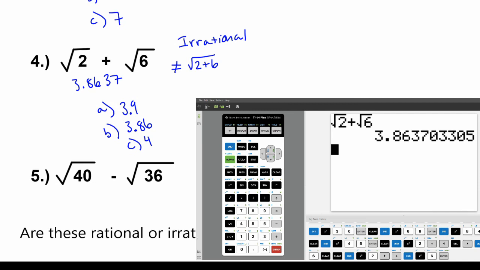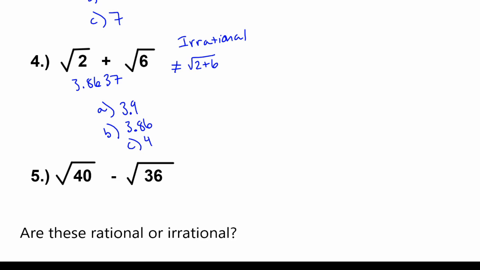Okay. Now for 5, we know that 36 is a perfect square, right? So really this is root 40 minus 6. This is an irrational number minus a rational number. We said before, hey, that result is still going to be irrational.